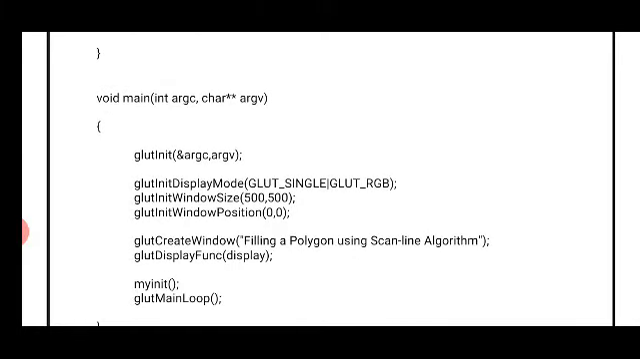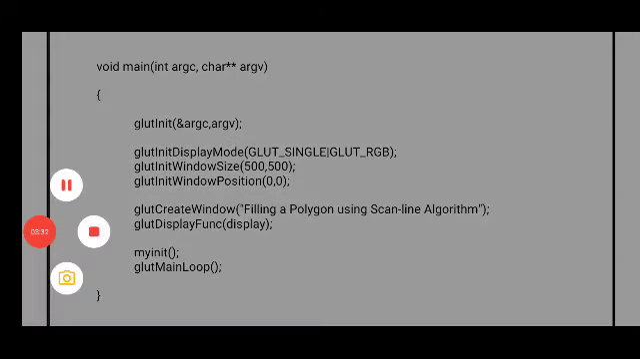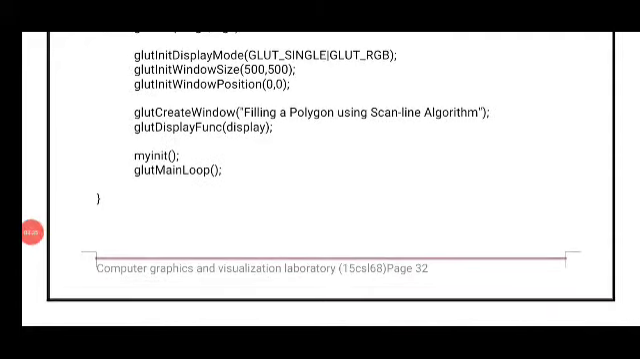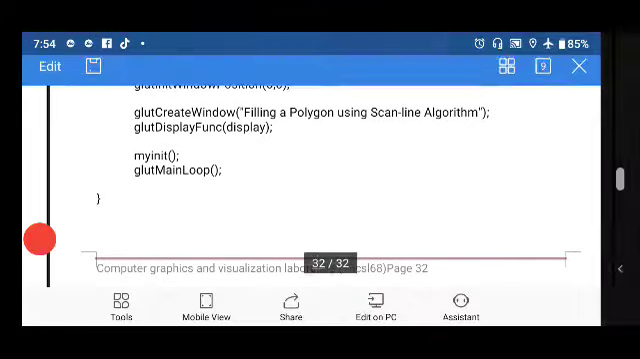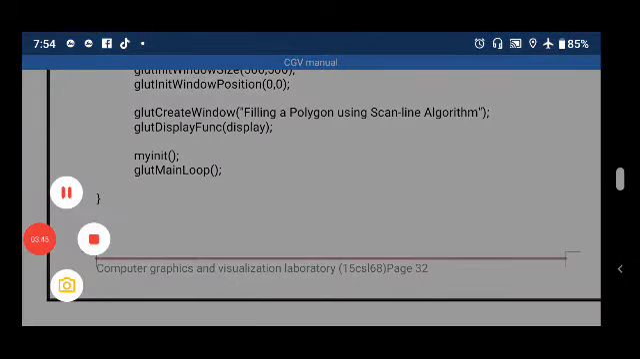Now in this main function we have created a window with a size 500, its position is 0 0, and the window title is filling a polygon using scanline algorithm, and this glutDisplayFunc we have made as a display function. Then glutMainLoop to display this particular window onto the screen. Now you save this file with a .c extension and compile and run it. Now we'll see how to compile this file and what output we are going to get.